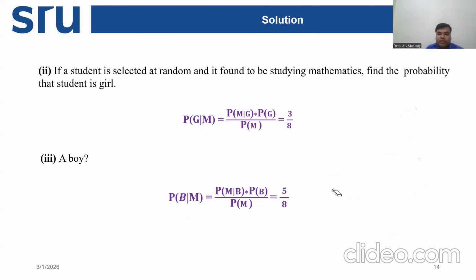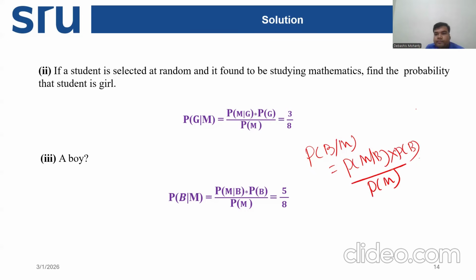So this is a very simple concept. We need to calculate the probability of B given M, which equals the probability of M given B multiplied by the probability of B, divided by the probability of M. Okay, students, so here we are calculating the probability of B by M. That means we are calculating the probability of a boy student studying mathematics.